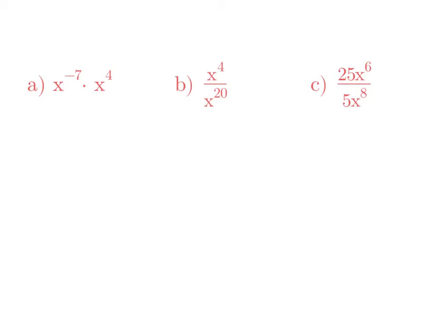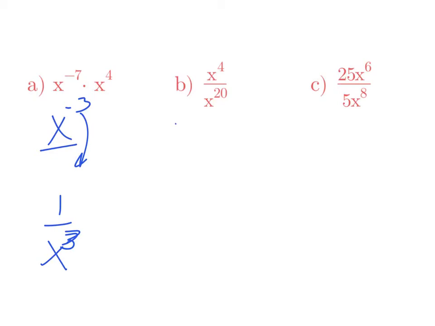First one. Since it's multiplication, I'm going to add the powers. What do I get when I add the powers? X to the negative 3. So then I have to slide it down. Okay, so it's 1 over x to the 3rd. How many had that? Good.